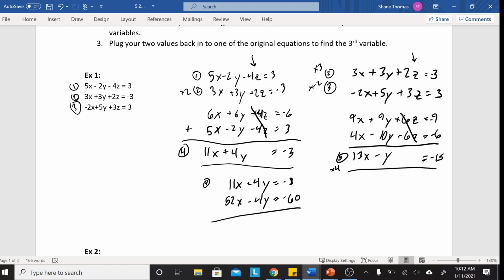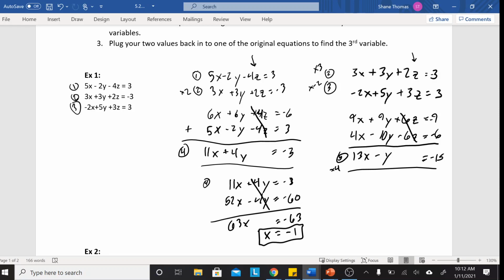Okay, straight down, y's are gone. So I'm looking at 63x equals negative 63. Therefore, x is going to be negative 1. Got my first variable. All right, it takes a while to get that first variable, but after you get that first one, then you're feeling pretty good about life.